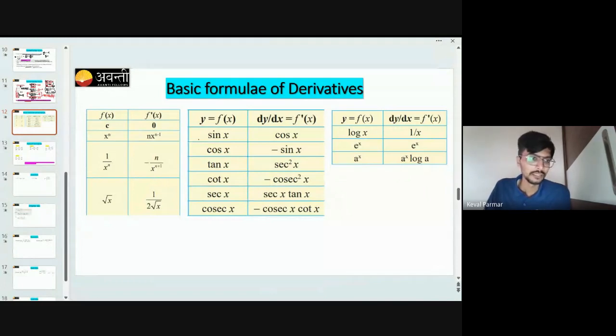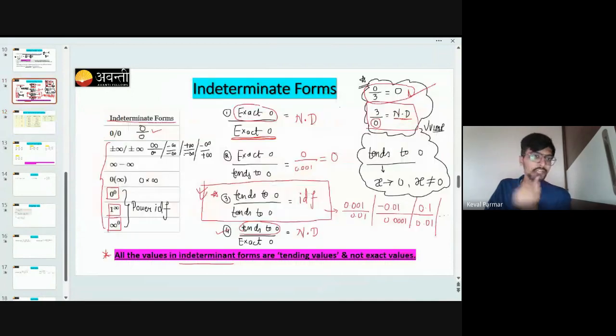Have you done, acha, what is the value of infinity upon infinity? Yeah, we'll come back. But you have done the basic formula for derivatives, no? Have you done it in maths? So you will be aware of this formula. So yeah, what is the value of infinity upon infinity? There is no value of infinity upon infinity, na?